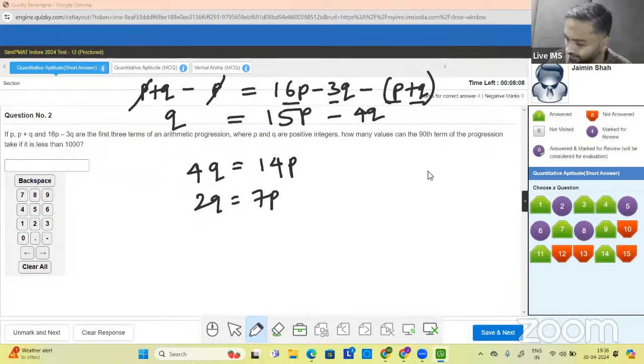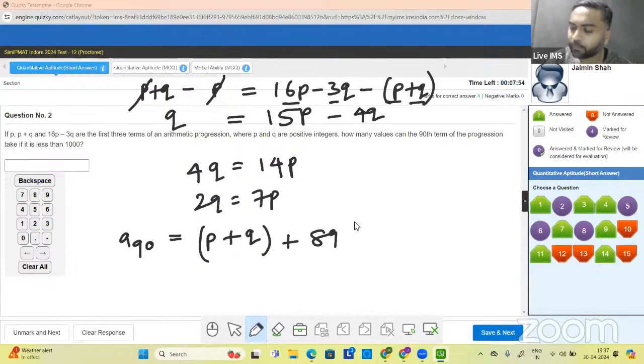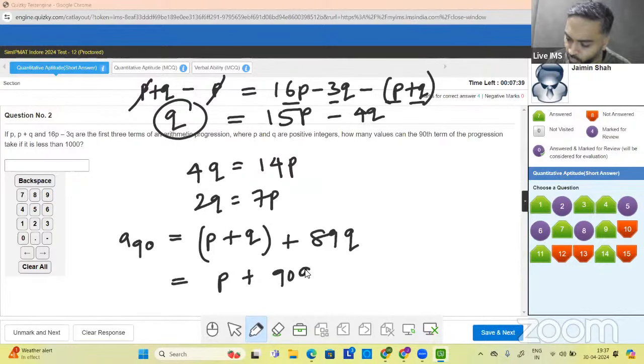90th term find करना है. How many values can a 90th term have? So a90 will be the first term, which is P plus Q, plus 89 times the common difference. Common difference, I can write down this as Q is my common difference. So I can write down this as common difference Q. So this will become P plus 90Q.